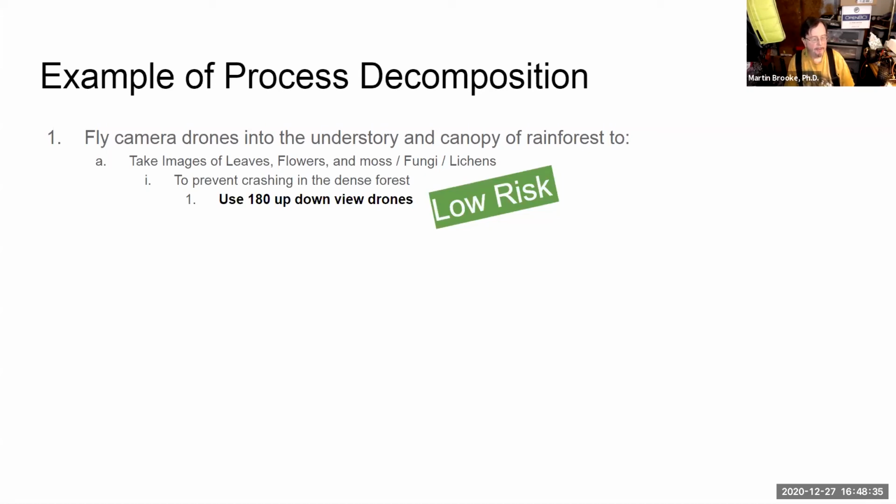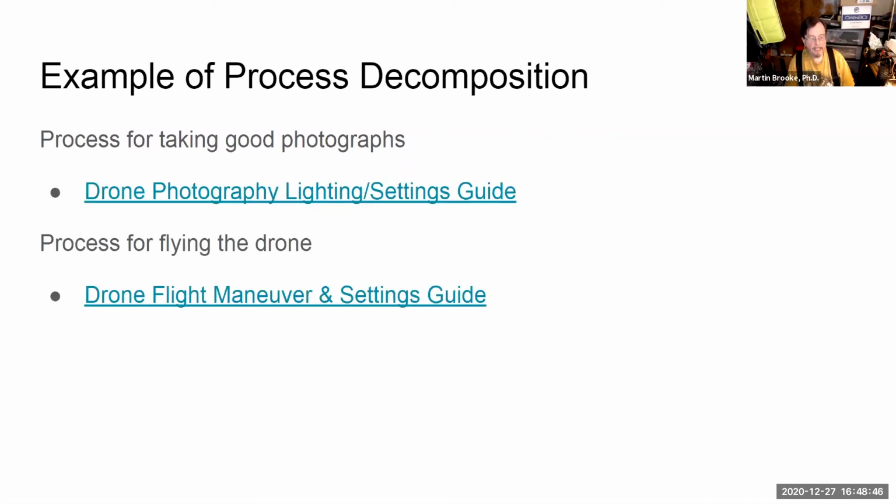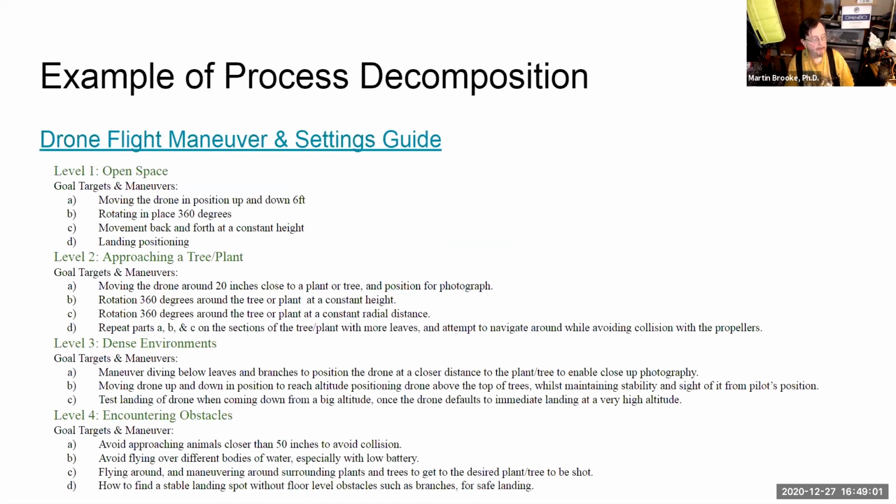Let's look at an example of process decomposition for the drones that can look up and down in the forest. We can see how students in a design-oriented elective class approached the flying drone problem to make it lower risk. They developed these guides for drone photography and for maneuvering in the forest. Let's look at the flight maneuvering guide. And you can see here it's a sequence of tasks laid out that you have to go through to become good at learning how to fly in the forest.